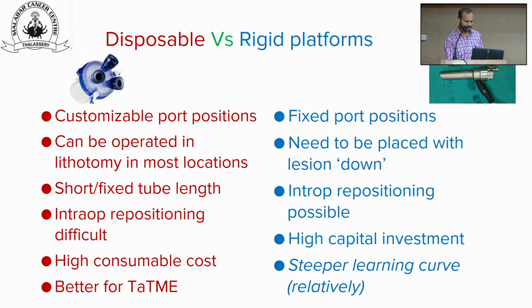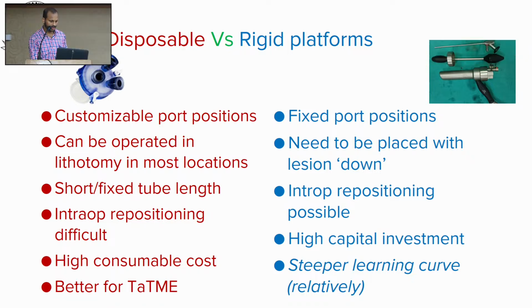Disposable instruments can be used in lithotomy position for most locations of the tumor, but they have a short, fixed tube length. Whereas in this instrument you have multiple tube lengths available. Intraoperative repositioning is difficult in a disposable platform because this platform is sutured to the perineal skin. So you cannot keep cutting the sutures and changing it. Whereas in the permanent platform, you can keep changing the position of the instrument to suit the location of the tumor because it is attached to the table. You can change it.